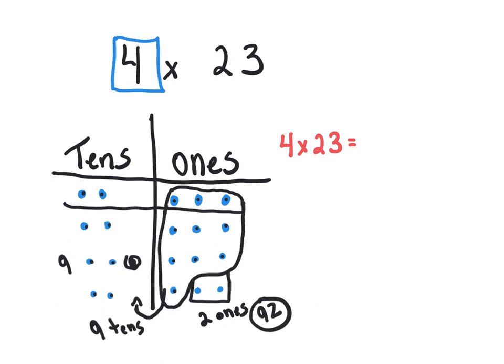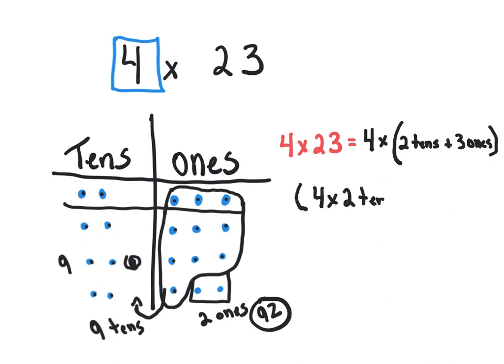So if we check it all along over here with our distributive property, we're going to take our 4 groups and multiply it and separate that 23. So we have 2 tens plus the 3 ones. All right, so let's distribute that 4. So now we have 4 times 2 tens plus our 4 times 3 ones.